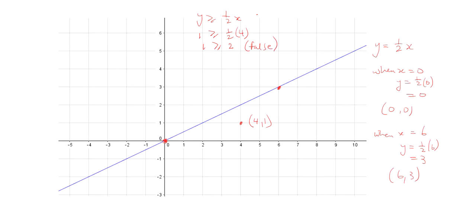Right? So we know we can't shade anything on this side. Can't shade anything here. Let's choose another point. Let's say 2, 4. Alright, this is the point 2, 4.